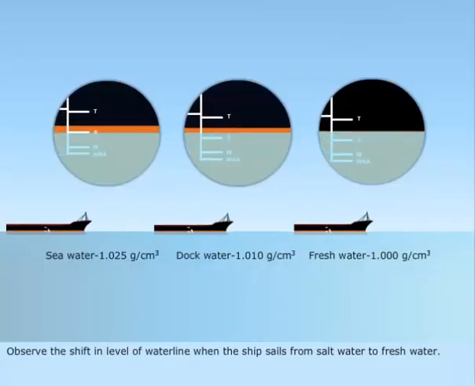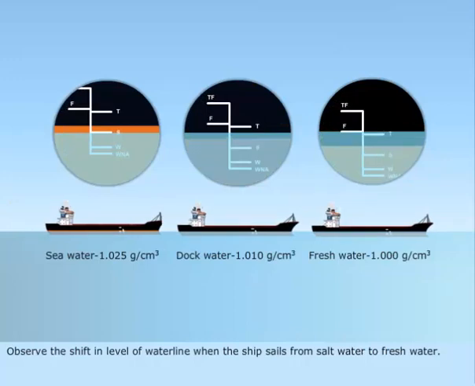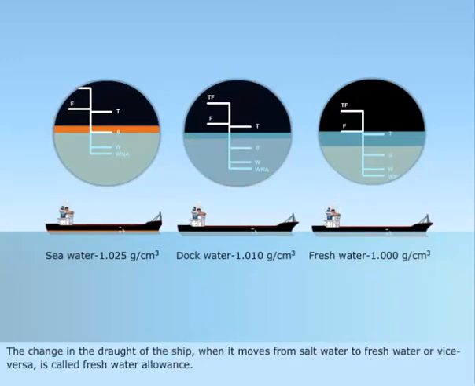Observe the shift in the level of the waterline when the ship sails from saltwater to freshwater. The change in the draft of the ship when it moves from saltwater to freshwater, or vice versa, is called freshwater allowance.